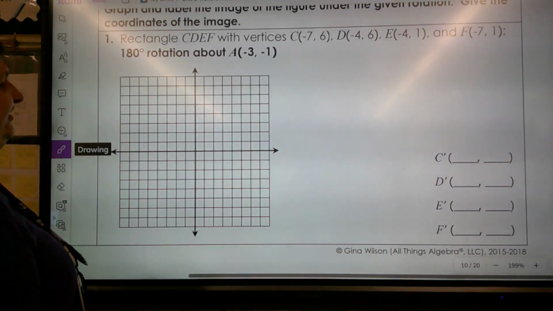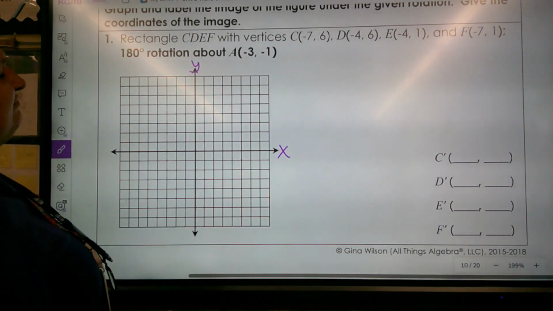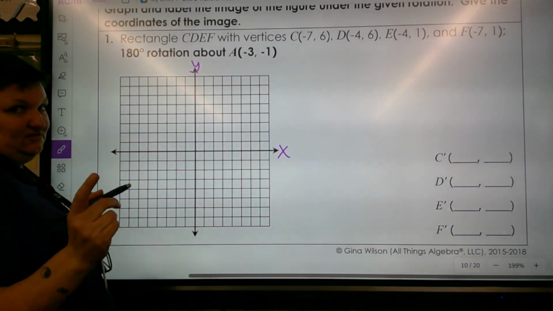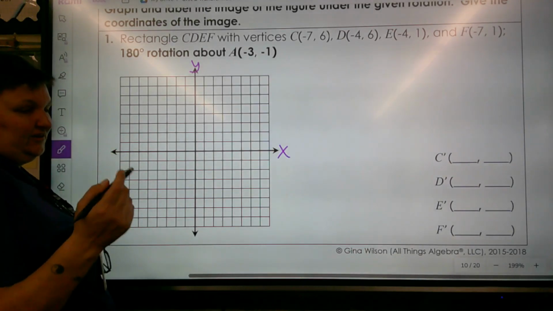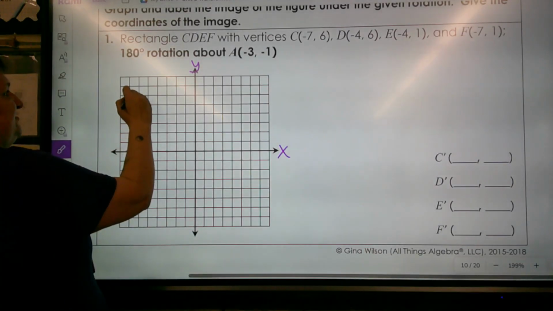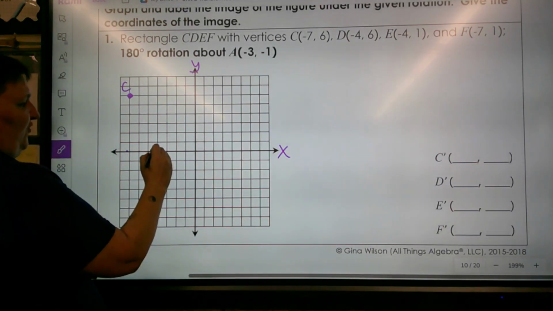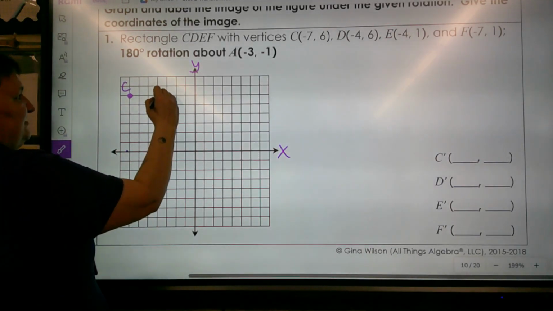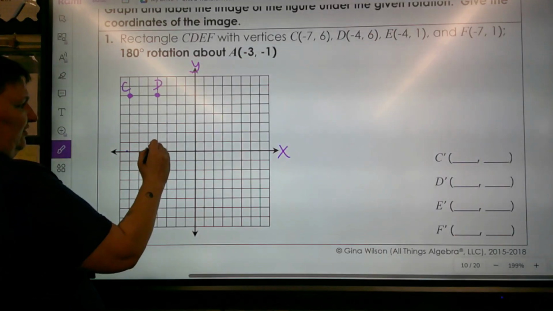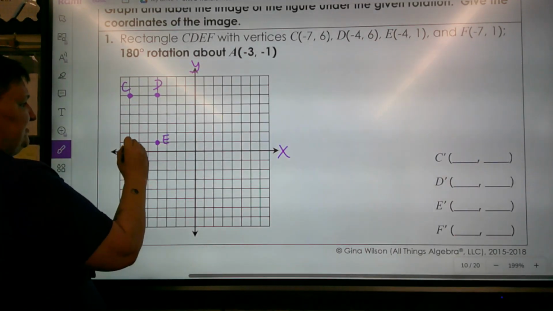All right, step 1, graph your pre-image. We're doing a rectangle. C is negative 7, we're back to 8 squares. Always check, because it matters. So negative 7, positive 6, C. Negative 4, positive 6, D. Negative 4, positive 1, E. Negative 7, positive 1, F.